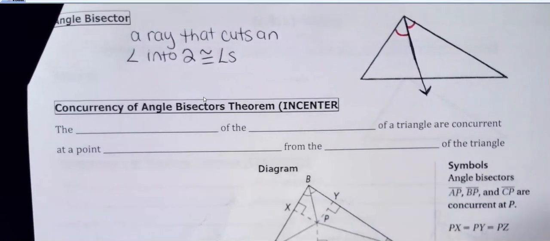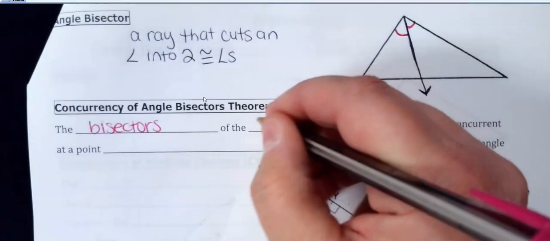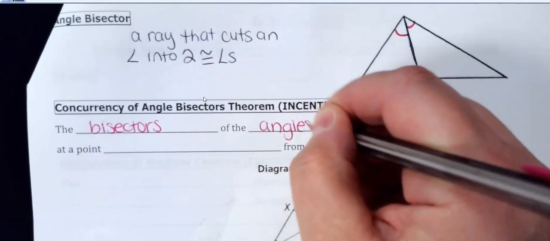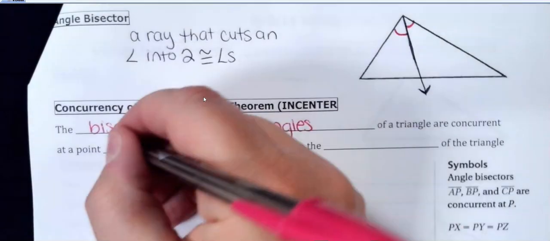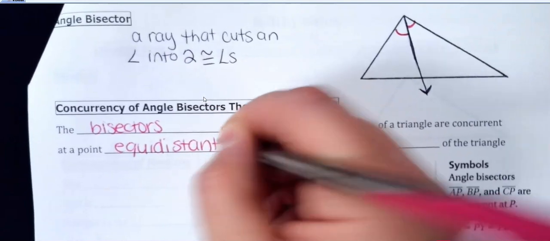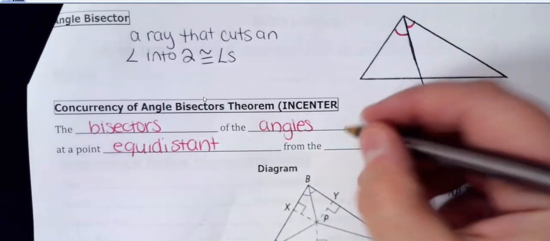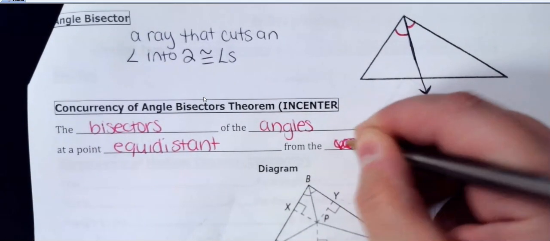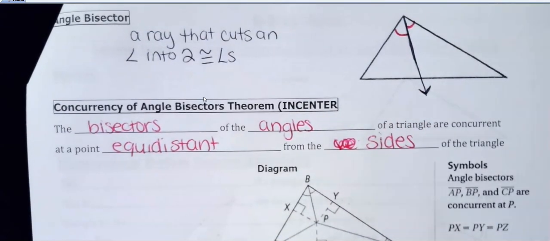All right, so the first blank: the bisectors of the angles of a triangle are concurrent. Concurrent just means they run into each other at a point, and this is going to be the word equidistant again, which is an equal distance. Now, the circumcenter is equidistant from the vertices. The incenter, and I just started to write vertices again, fail. All right, it's equidistant from the sides. So this is just a little different. It's going to be equidistant from the sides of the triangle.